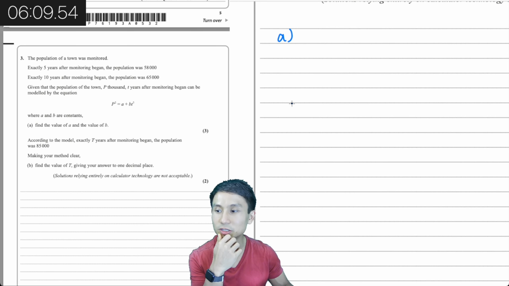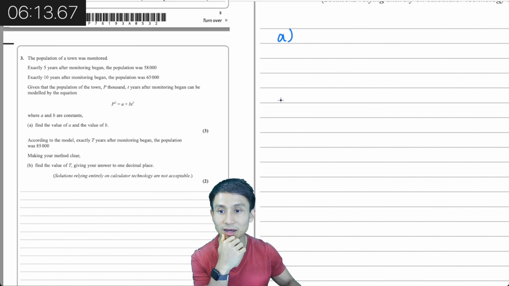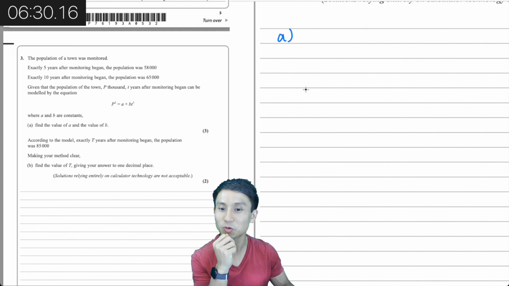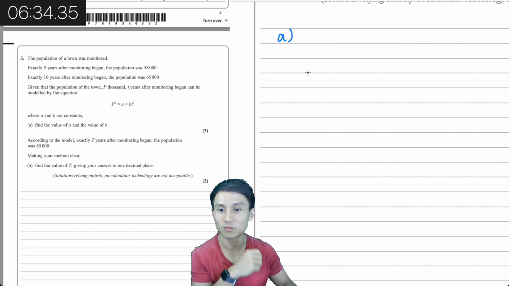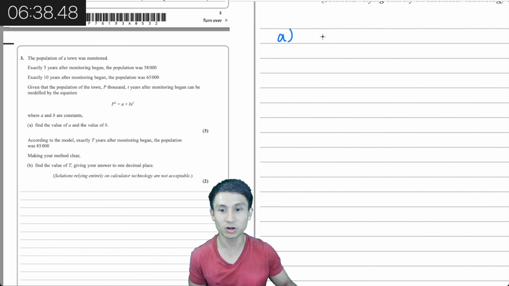Number 3, the population of a town was monitored. Exactly 5 years after monitoring began, the population was that. Exactly 10 years becomes that. Given that the population of the town is P thousand, we have to be careful with that. So something like 58,000, we have to change to 58. This is where most people might go wrong here. T years after monitoring began, it can be modeled by that equation. So find the value of A and the value of B.